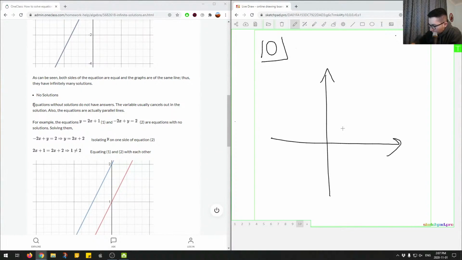So we have line A, which is something like this, and then we have line B, which could be something like this. And our solution is over here. So the point where the two lines cross is our solution. So that's the second scenario. And then finally, the last scenario.